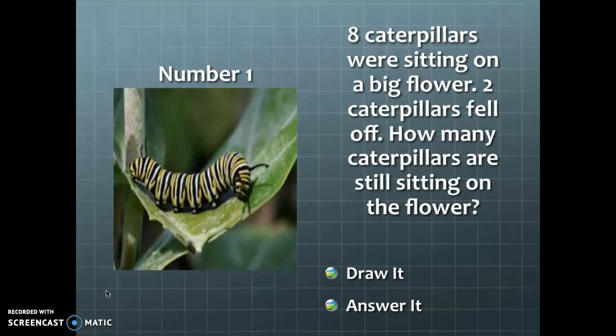Question number 1. 8 caterpillars were sitting on a big flower. 2 caterpillars fell off. How many caterpillars are still sitting on the flower? Draw it and answer it.